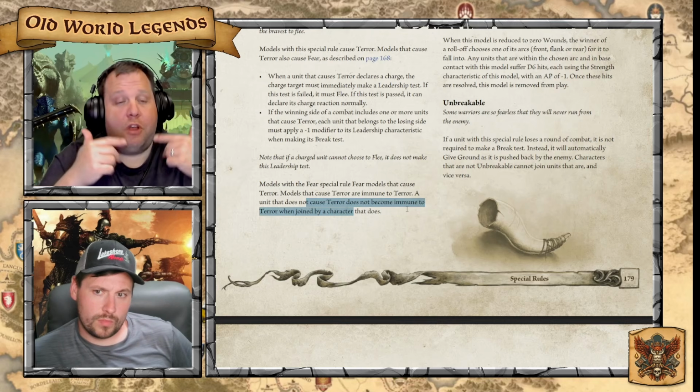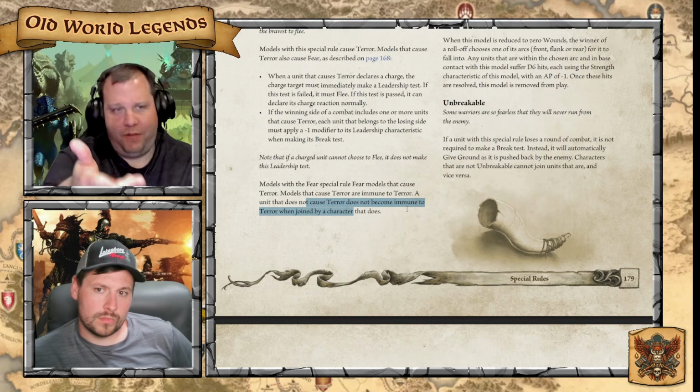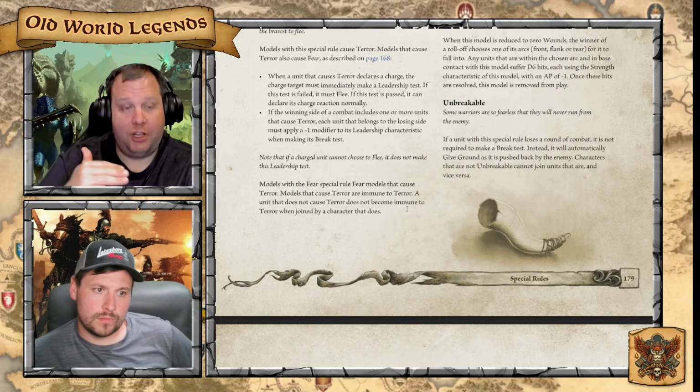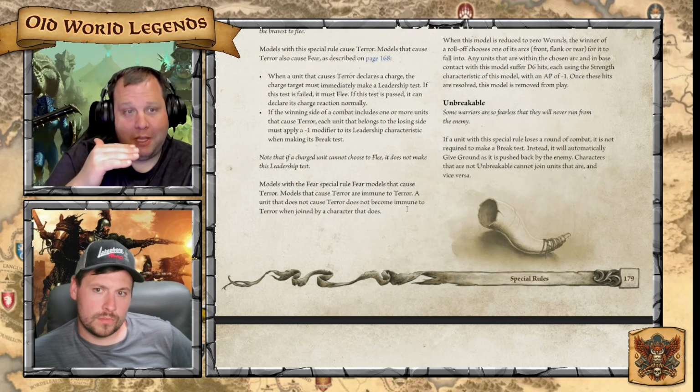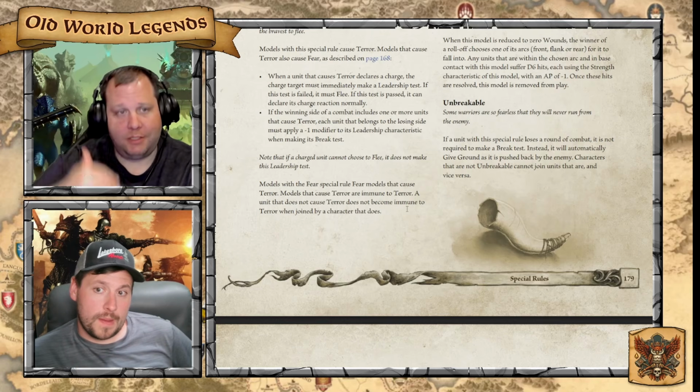So effectively, I would still cause fear in Evan's unit that causes fear if I cause terror, right? But if he causes fear, my terror unit doesn't care because terror is more powerful than fear. So imagine fear is a B tier spooky ability, and terror is an A tier spooky ability. So they are a downgrading system, is how that works.